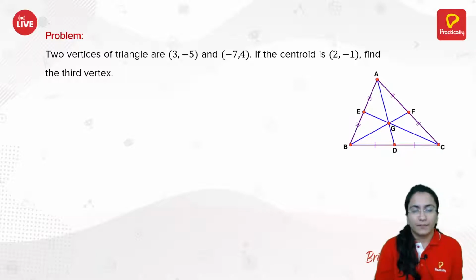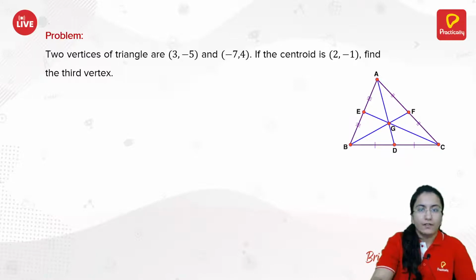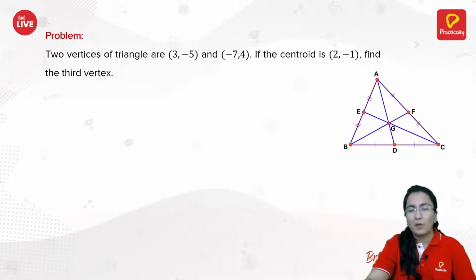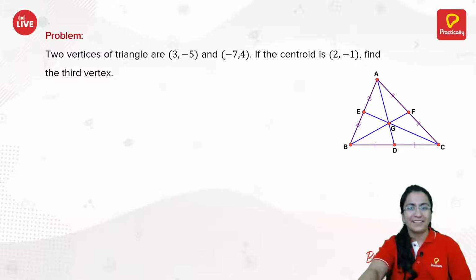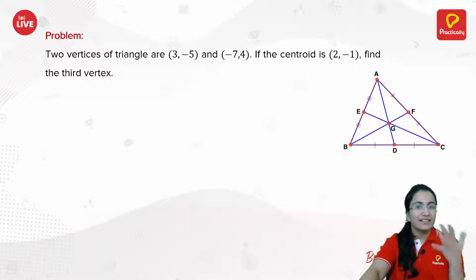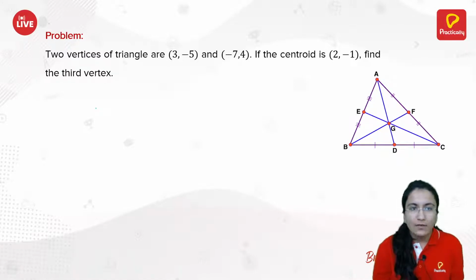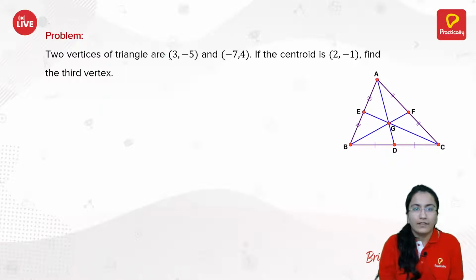Two vertices, basically you're having a question here based on the centroid formula which you have just learned. Let's just see how many of you have learned it quickly, right? So let's just apply the formula on this particular question. Two vertices of a triangle are given as 3 comma minus 5 and minus 7 comma 4.